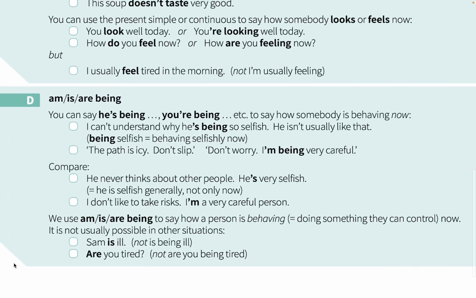So we use am, is, or are plus being to say how a person is behaving or doing something that they can control right now. It is not usually possible in other situations. So it's Sam is ill, not Sam is being ill. It's are you tired, not are you being tired. Is that clear?